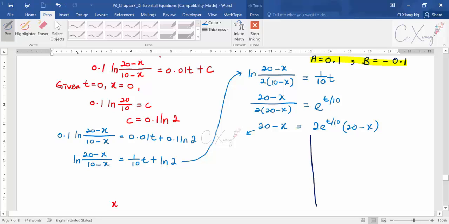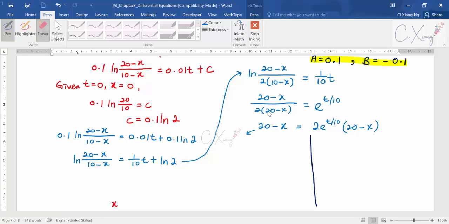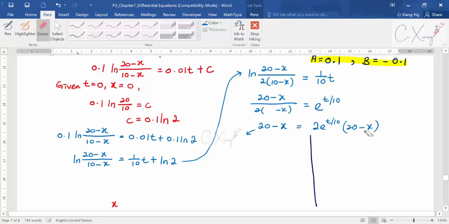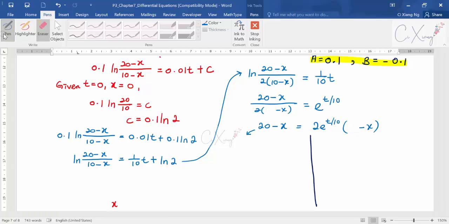Wait, did I make any careless mistake here? I think I made a mistake here. This one should be 10. This one also should be 10.